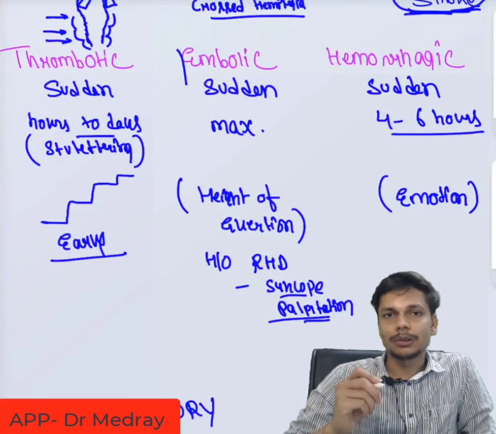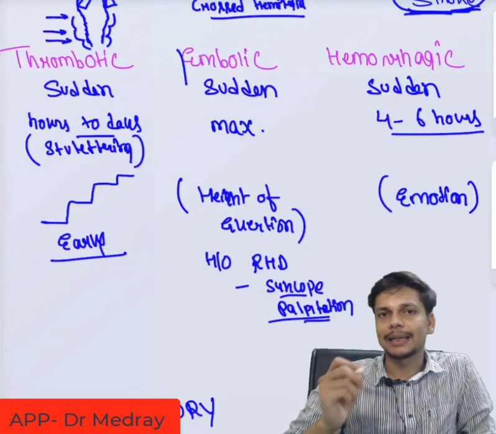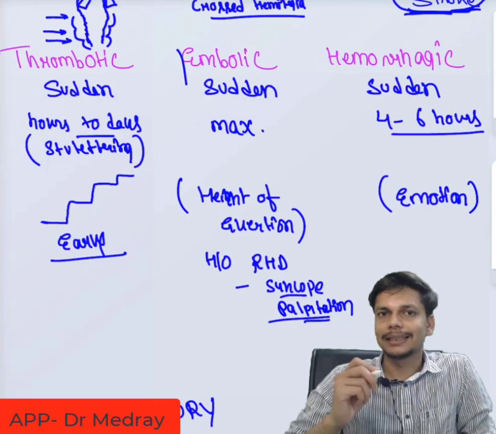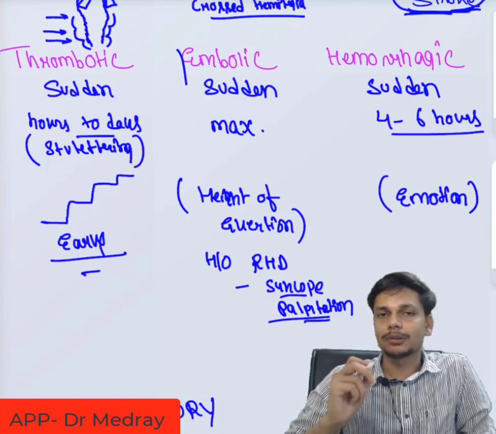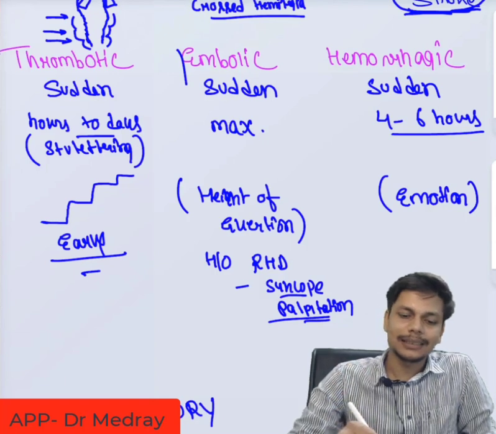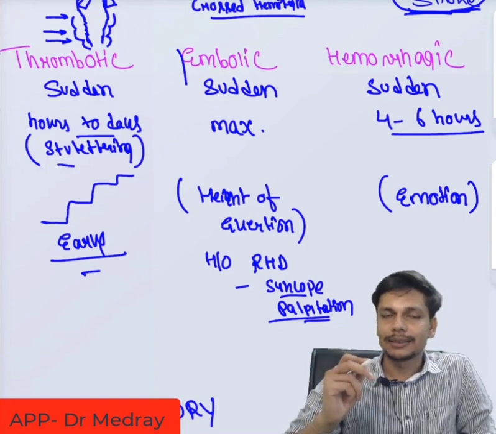That is the thrombotic stroke, the embolic stroke, and the hemorrhagic stroke, from your history itself. This is a very important point: suppose you are writing the history of thrombotic stroke, or your patient is a case of thrombotic stroke, you have mentioned the progression, the early morning onset.